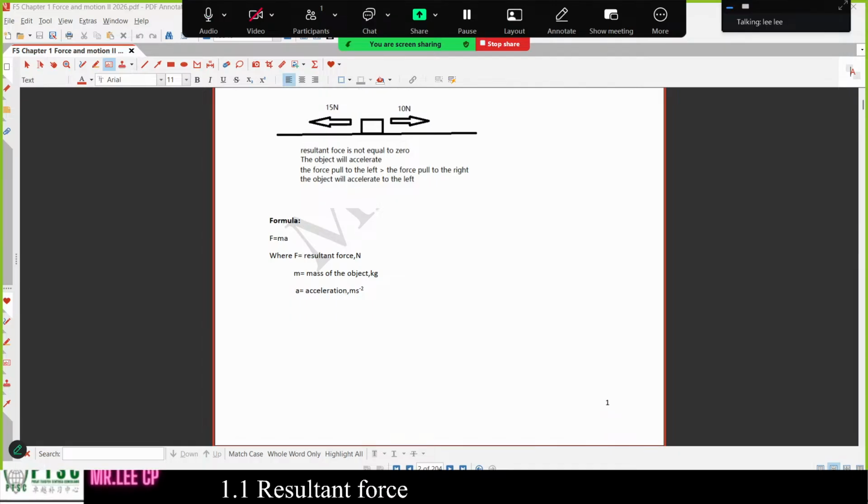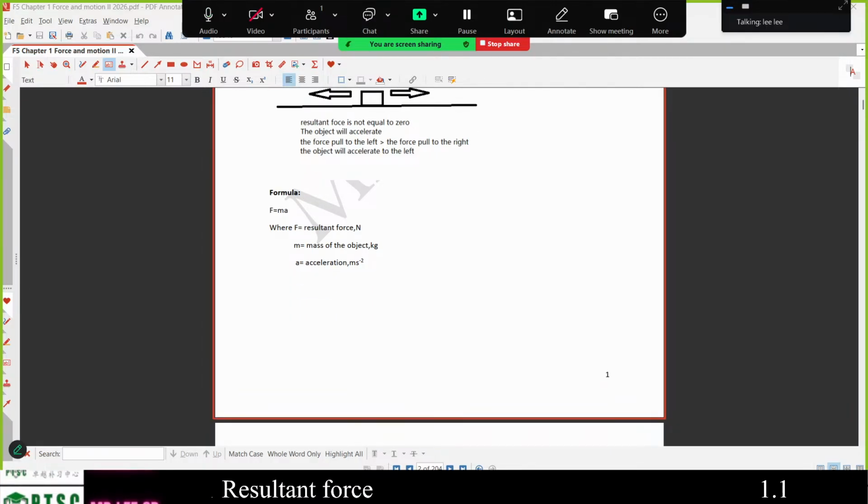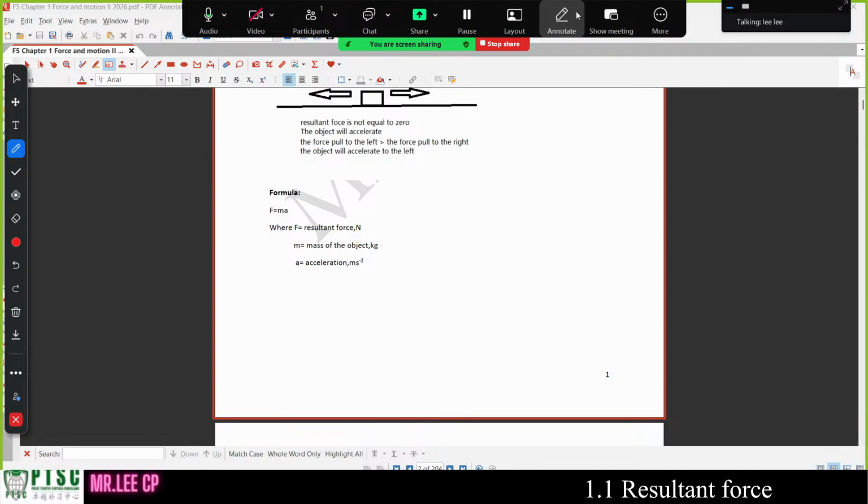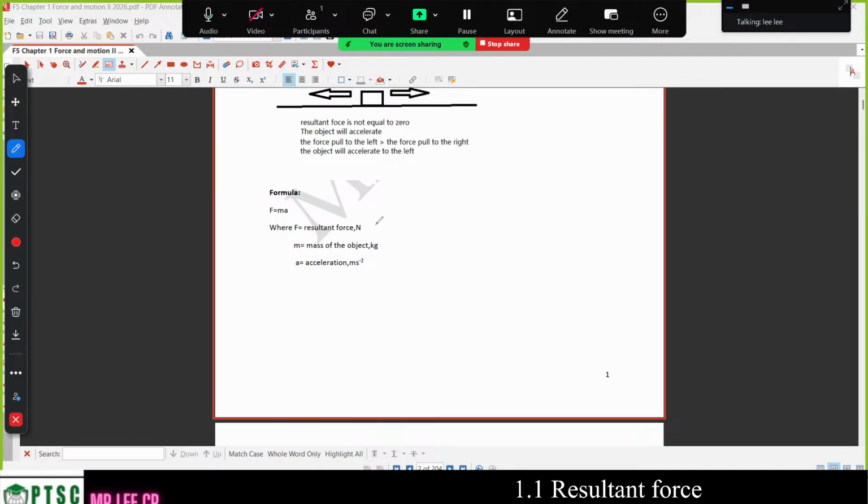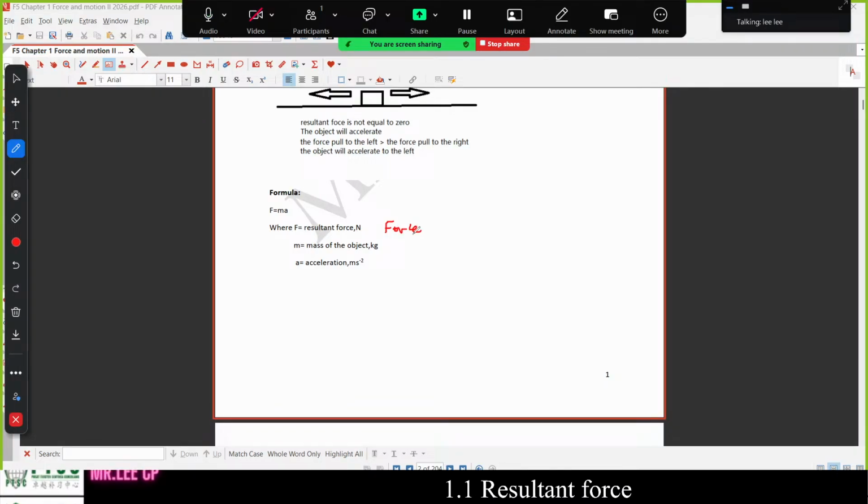Now we are going to use this formula, F equals ma. What is F? F is called resultant force. But if you don't want to call it resultant force, you can call it just force. Or you can call it net force, that also works.